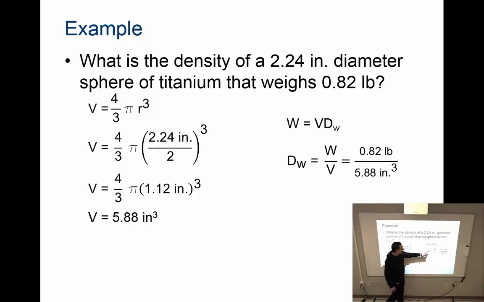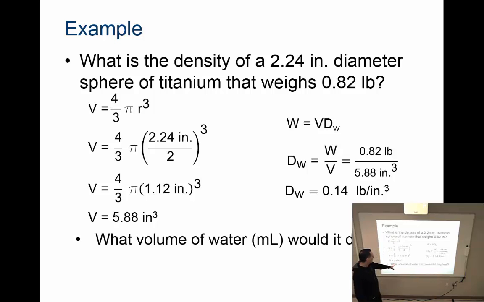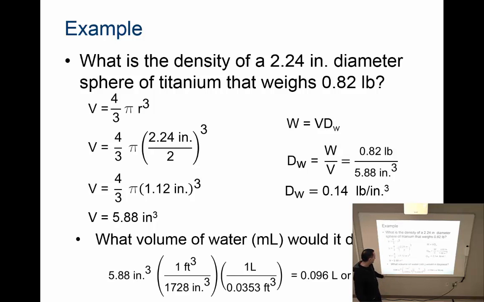If I'm going to be solving for the density of the object, I know the weight and I know the volume. I plug those numbers in, I get a density of 0.14 pounds per inch cubed, meaning that the density for this material, titanium, is 0.14 pounds per inch cubed. Given that, what volume of water would be displaced? I can plug my numbers in and determine that if I were to do water displacement, it would be 96 milliliters of water that would be displaced.